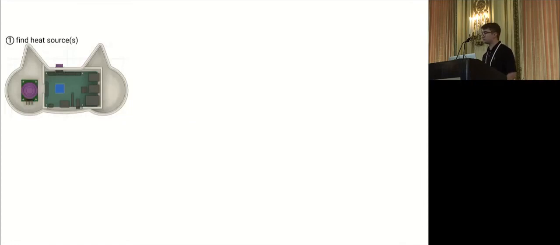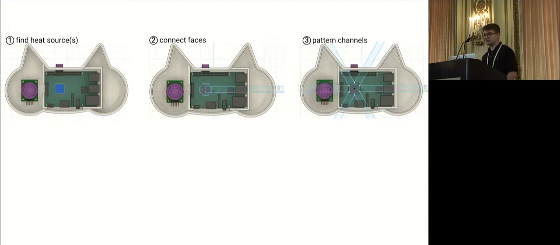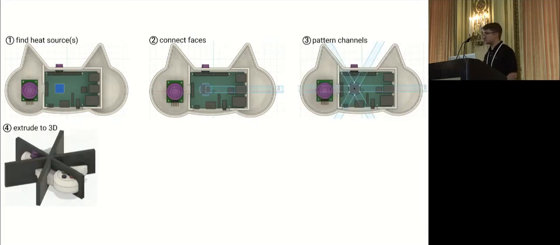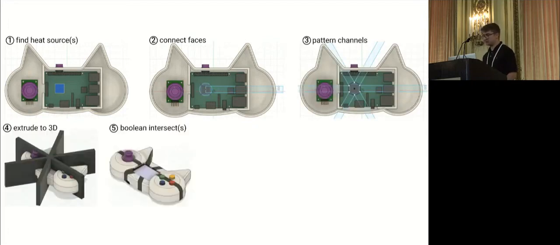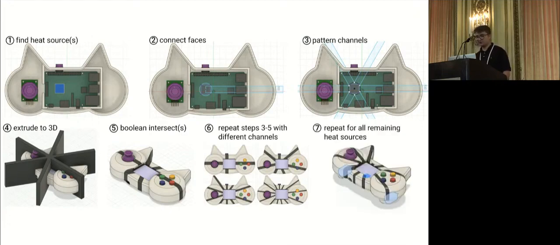So generating heat channels follows a simple process of starting at a heat source, generating a branch, patterning that branch radially around the heat source, extruding this pattern to 3D, then doing a Boolean intersection on the modifiable parts, repeating this for a set of different parameter variations that depend on the user's input, and then repeating this for all remaining heat sources. And I want to emphasize that while these patterns are simple and not necessarily optimal, they're effective at dissipating heat and can be printed in these multi-material prints with ease.